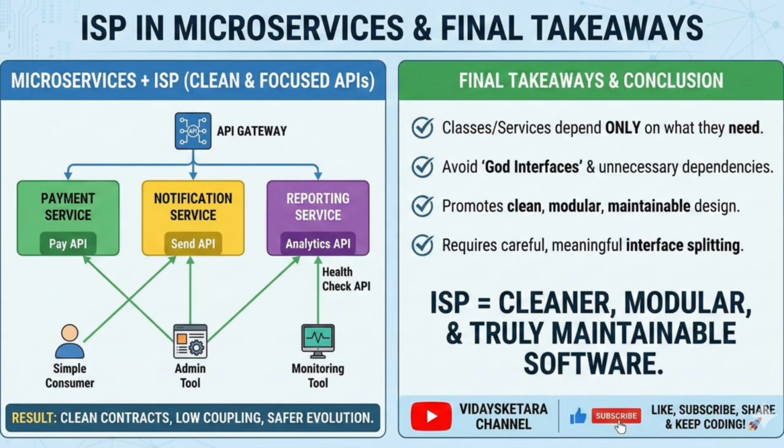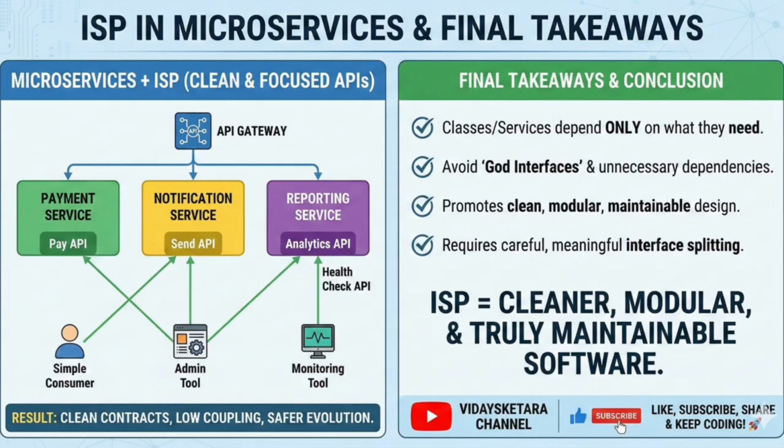For example, a simple consumer may only need a basic send notification API, an admin tool may need analytics APIs, and a monitoring tool may need health check APIs. Instead of one huge interface, we create separate endpoints or contracts for each responsibility. This prevents consumers from dealing with unnecessary data and unwanted functionality. When applied correctly, ISP in microservices provides better reliability, clear and focused service contracts, easier upgrades without breaking clients, safer evolution of APIs, and a cleaner and more modular architecture.